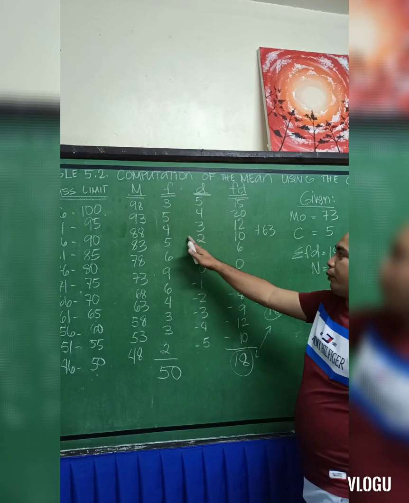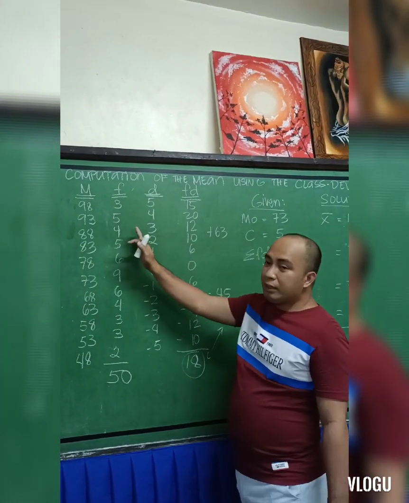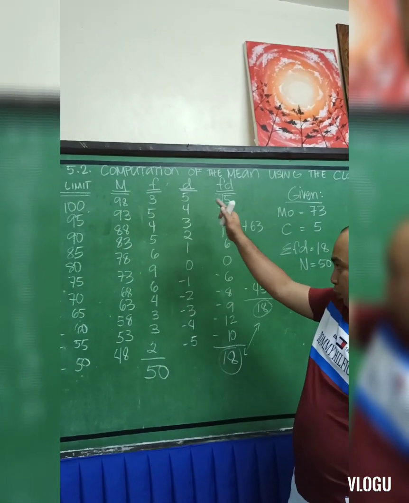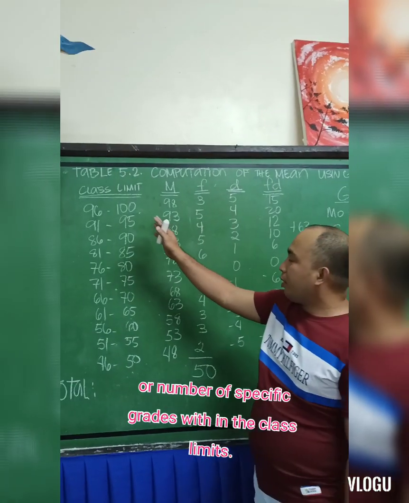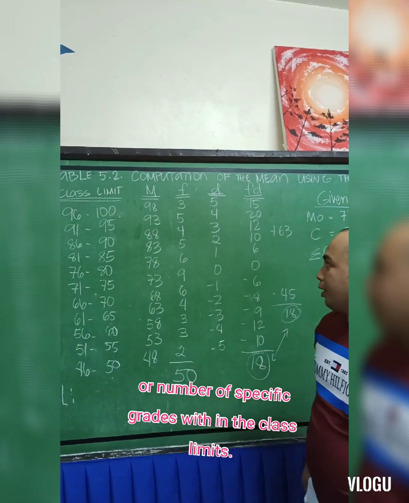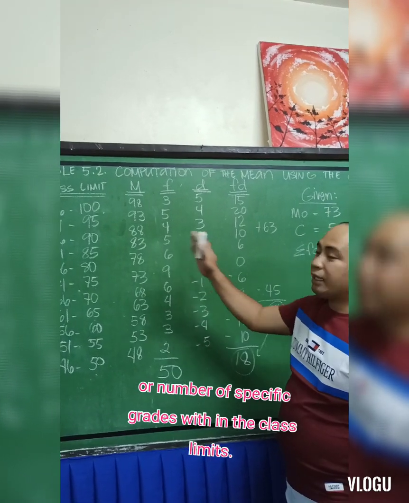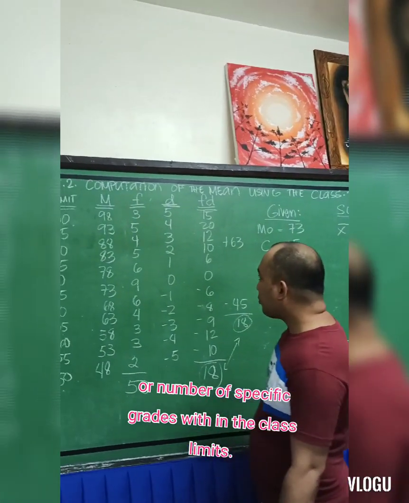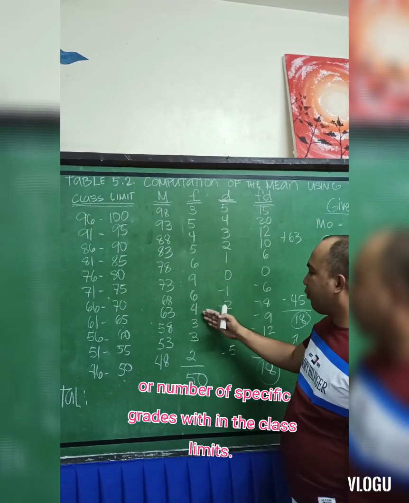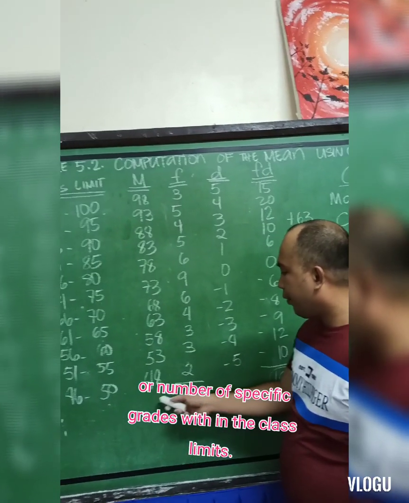Next column is our frequency. Again, as I said earlier, the frequency stands for the number of students having a grade within the class limit of, for example, 96 to 100. So it represents the number of students having the grade within the class limits. So we have 3, 5, 4, 5, 6, 9, 6, 4, 3, 3, 2. So we have a total number of cases, 50.